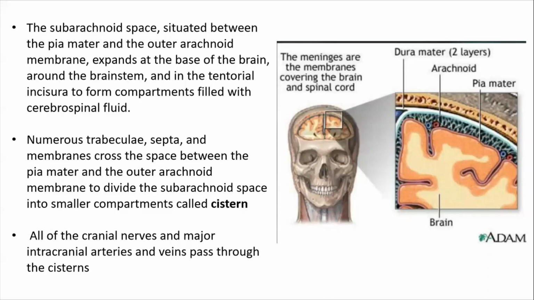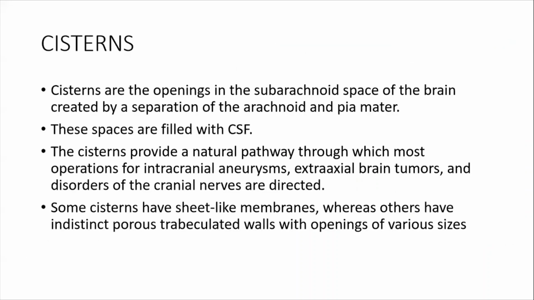All the cranial nerves and the major intracranial arteries and veins pass through these cisterns. Cisterns are the openings in the arachnoid space of the brain created by the separation of the arachnoid and the pia mater. These spaces are filled with CSF, and the cisterns provide a natural pathway through which most operations of intracranial aneurysms, extra-axial brain tumors, and disorders of the intracranial nerves are directed. Some cisterns have sheet-like membranes, whereas others have indistinct porous trabeculated walls.